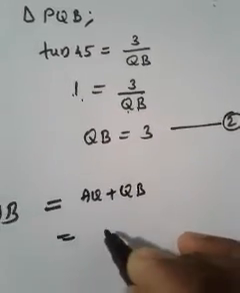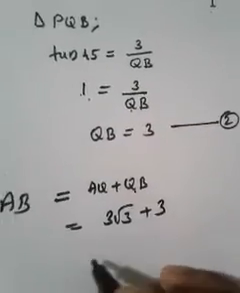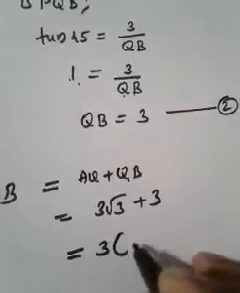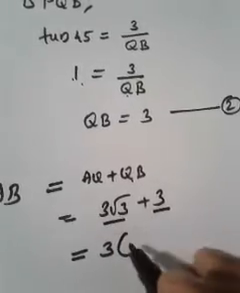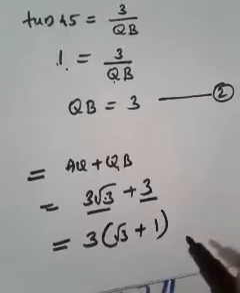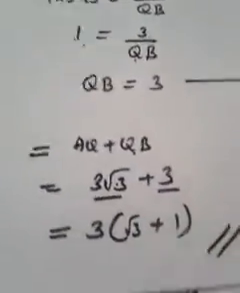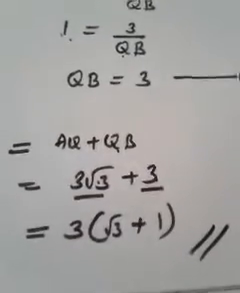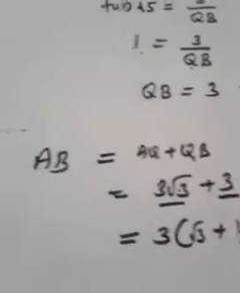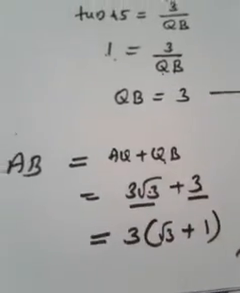What is AQ? From the first equation AQ is 3 root 3. From the second equation QB is 3. So 3 root 3 plus 3. If you want, you can take 3 outside, because 3 is common in both terms. Then root 3 will remain, and here you are supposed to write 1. Is there any value of root 3 given in the question? No. So this is enough. Suppose the value of root 3 is given, we are supposed to substitute that. Otherwise you can leave the answer like this. AB is equal to 3 into root 3 plus 1, and this is going to be the width of the river.